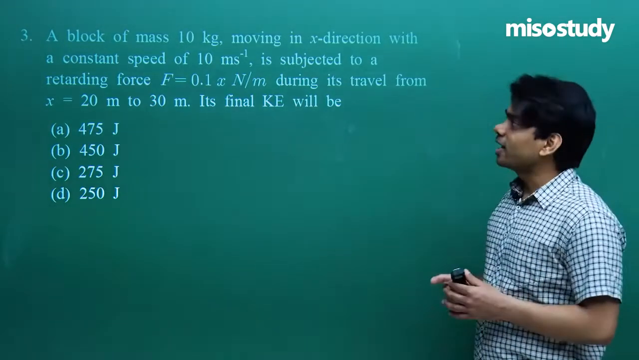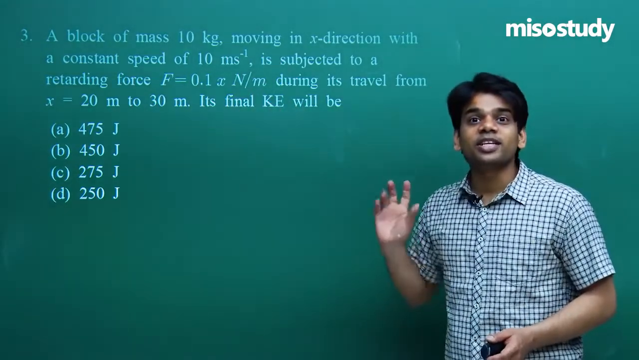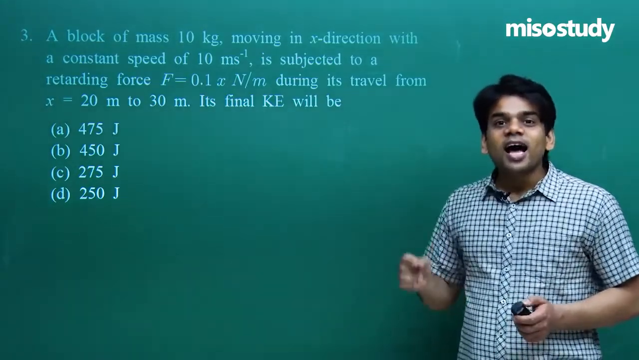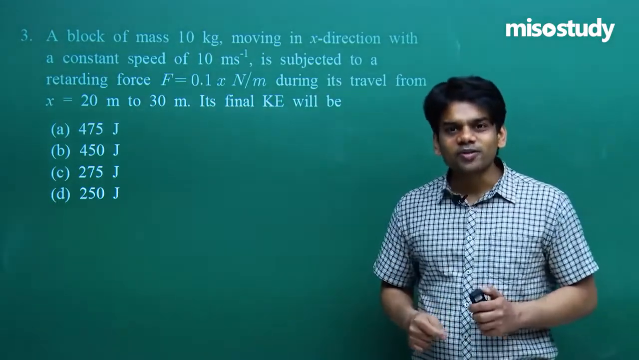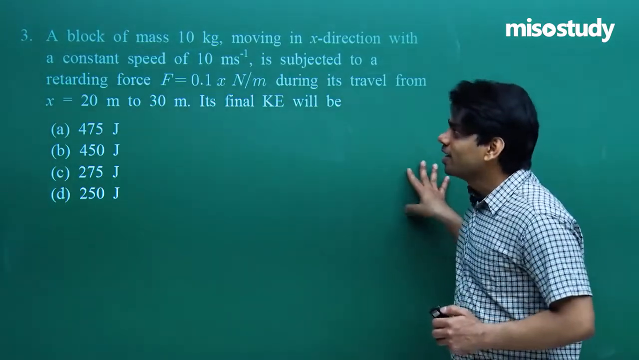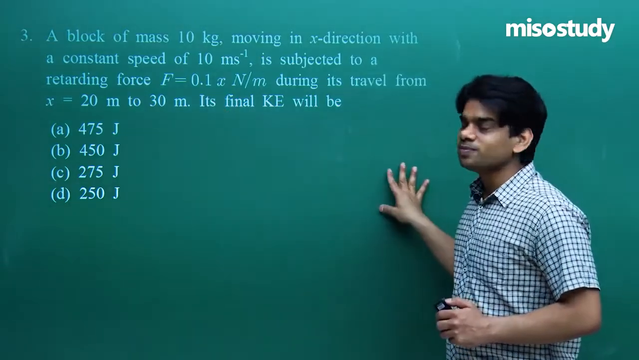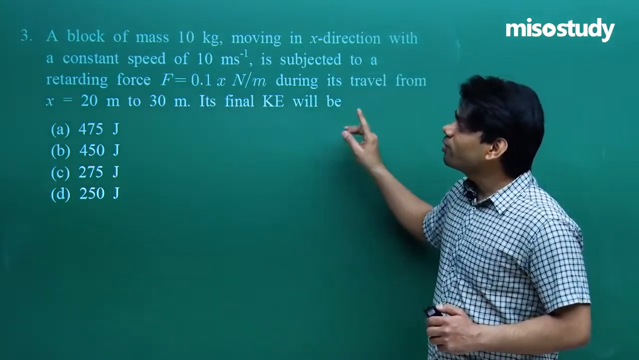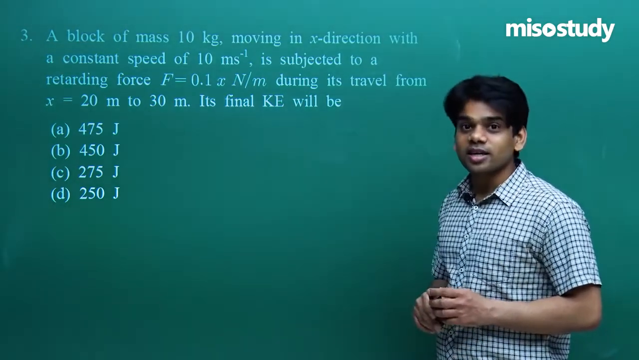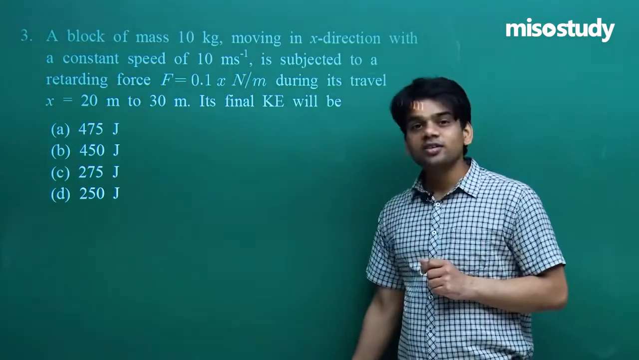Before that, try to understand the body is moving with a constant speed. That means it has some initial value of kinetic energy. We are interested in finding the final value of kinetic energy. I have told you work done by all the forces is equal to change in kinetic energy. Here we will be using that concept only. Force is a retarding force, it's going to reduce its speed. If we find out the amount of work done by the force during its retardation, that much amount of energy will be reduced.